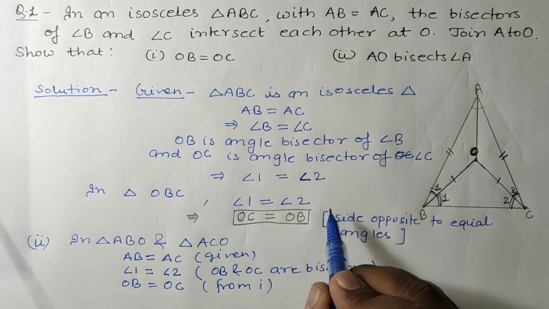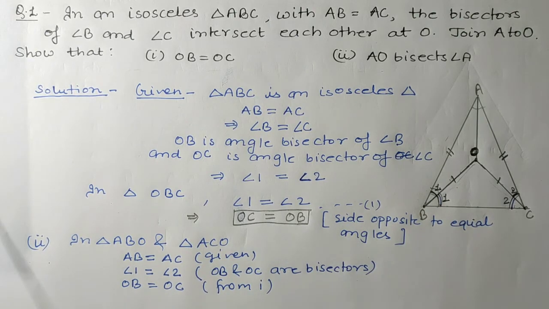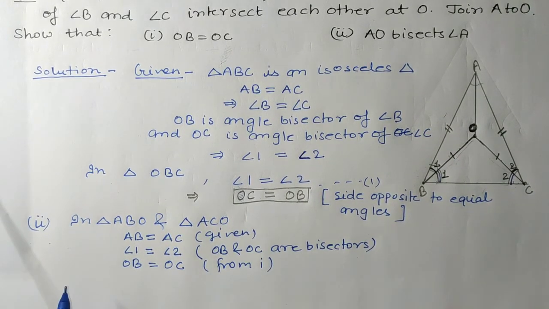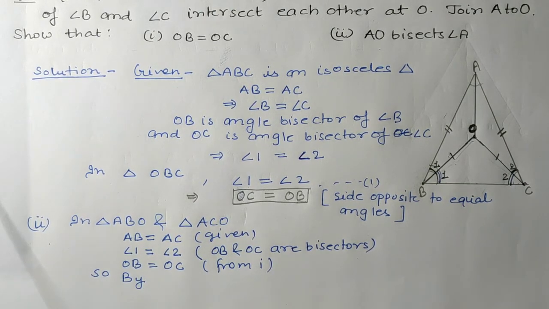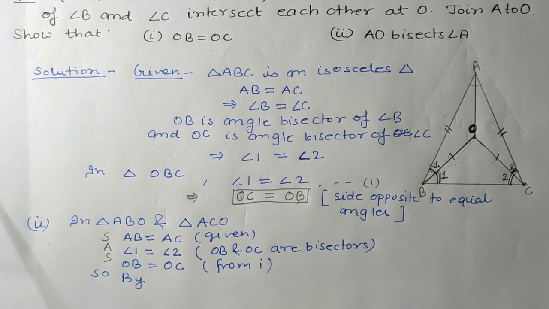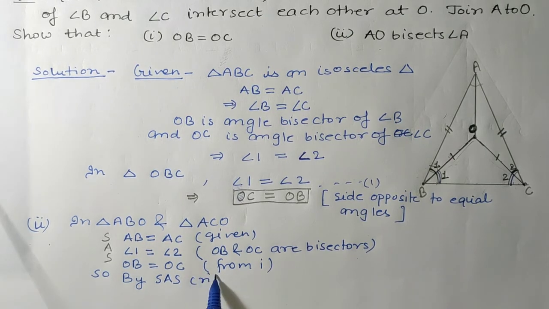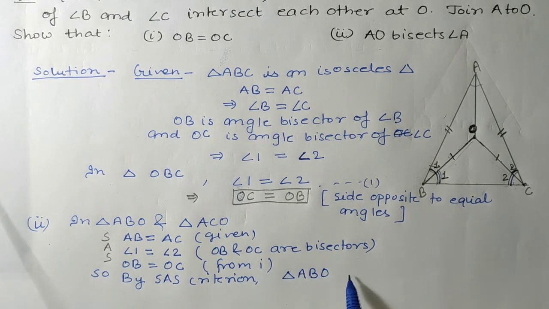Okay. Suppose this is the first part. From 1 we can say, so by side angle side criterion, we can say, students, that triangle ABO is now congruent to triangle ACO.